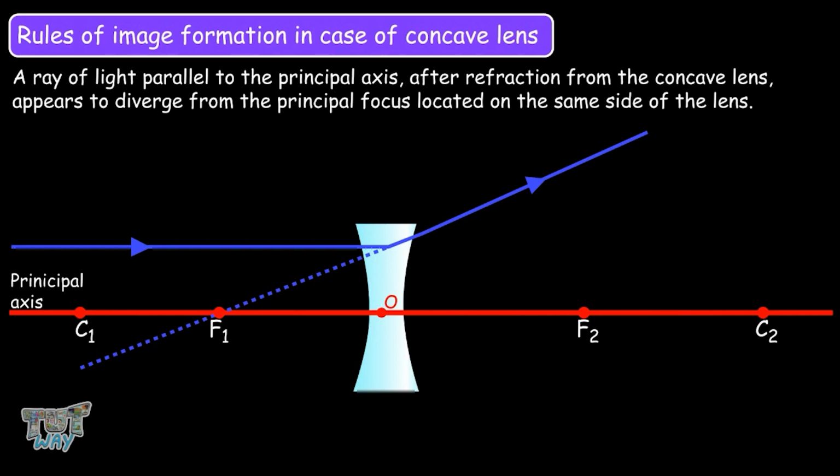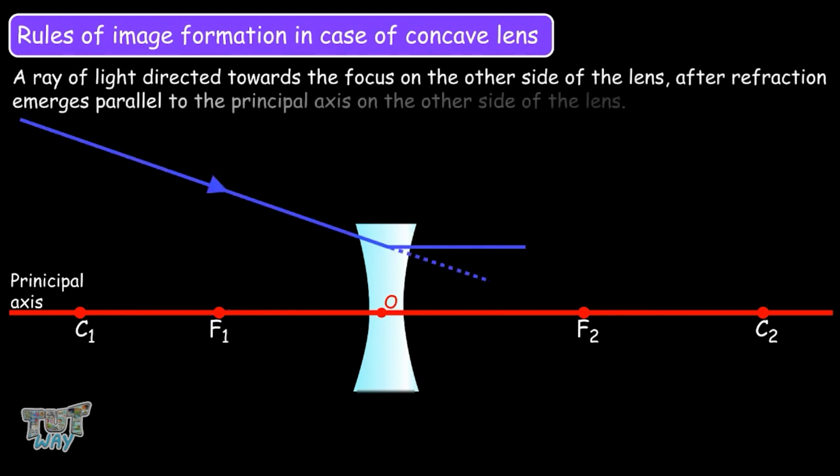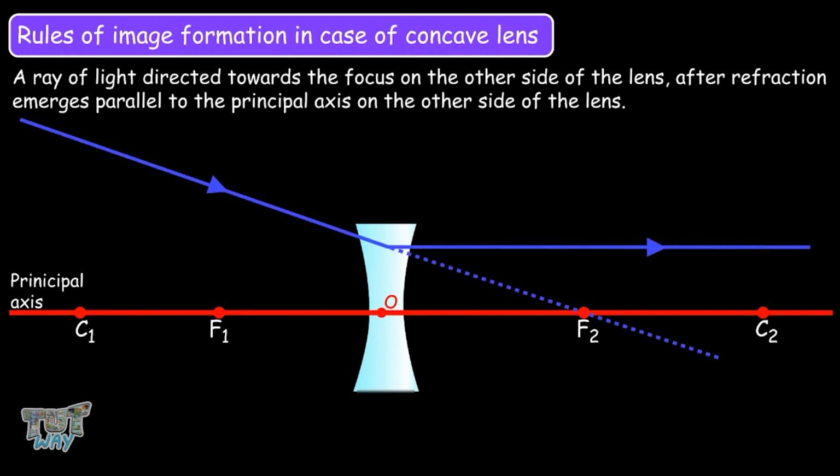Here's the second rule. A ray of light directed towards the focus on the other side of the lens refracts and emerges parallel to the principal axis on the other side of the lens. Let's repeat. A ray of light directed towards the focus on the other side of the lens refracts and emerges parallel to the principal axis. This is the third rule.